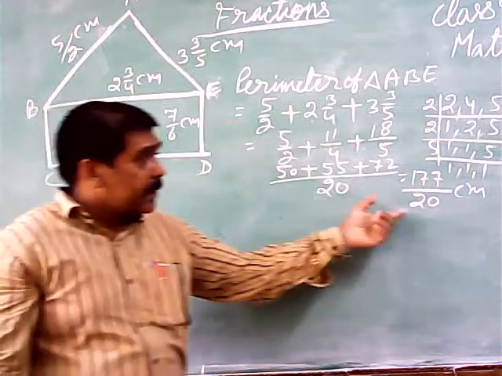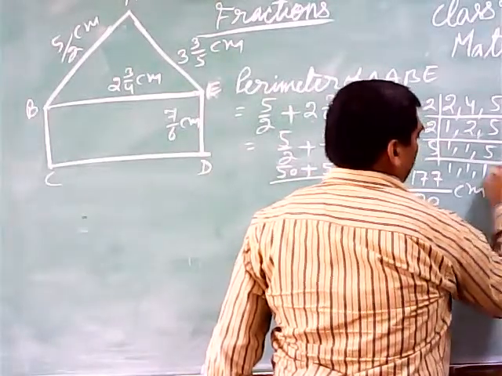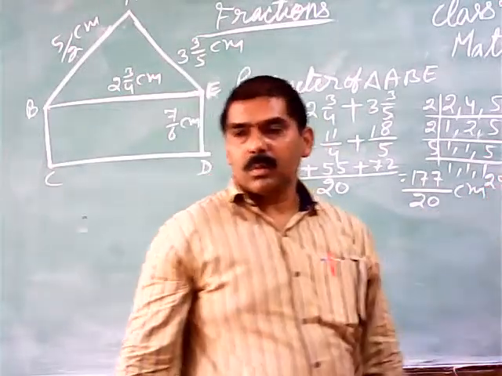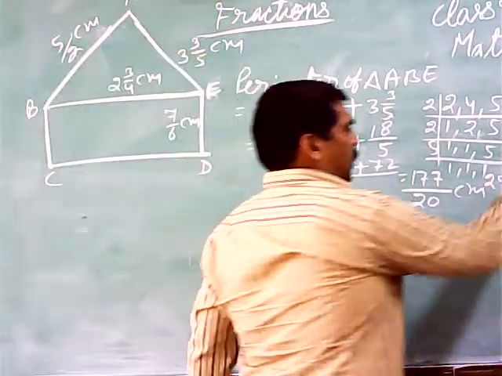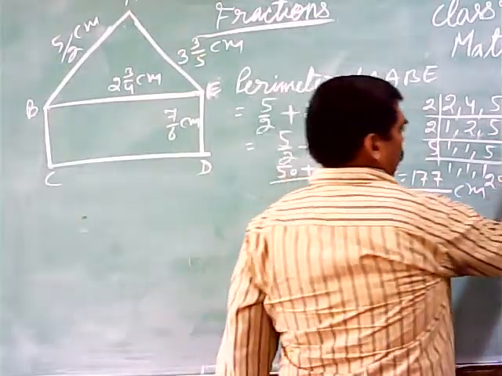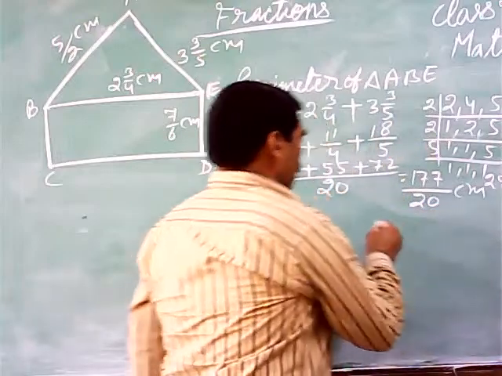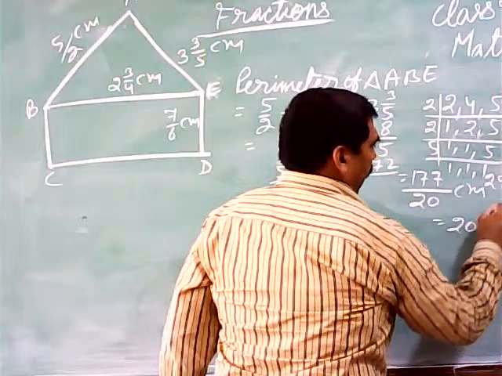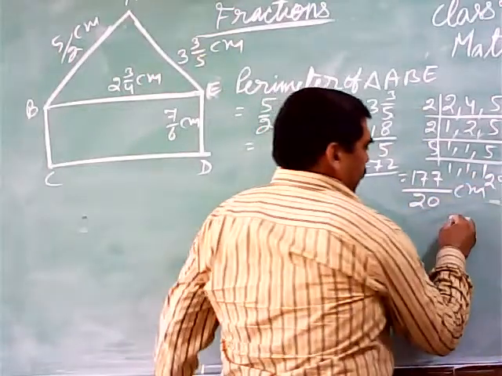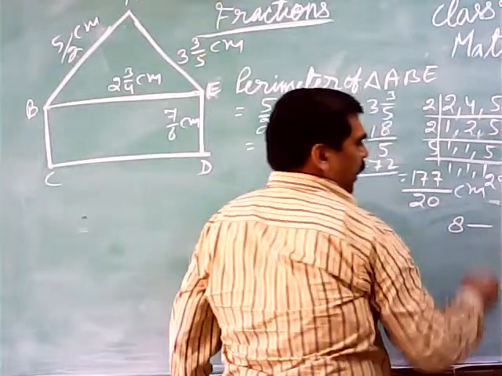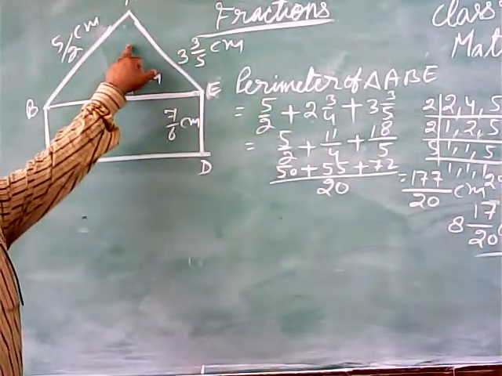Okay, you can change it into a mixed fraction. If we change it, 177 divided by 20 gives quotient 8 and remainder 17 upon divisor 20 centimeter. This is the perimeter of triangle ABE.